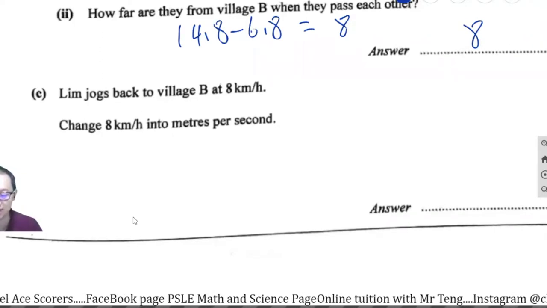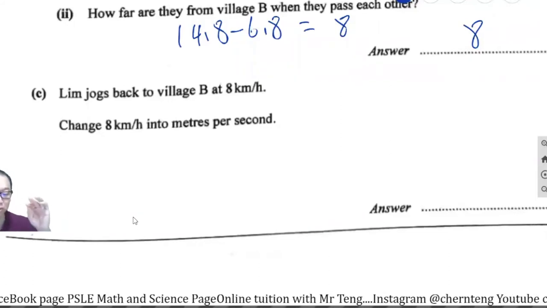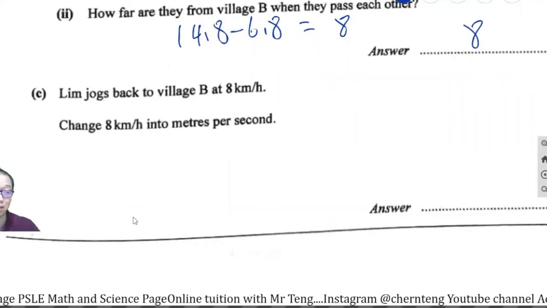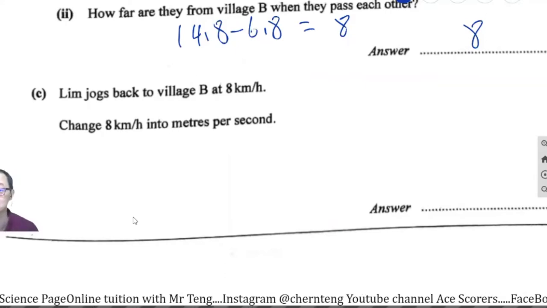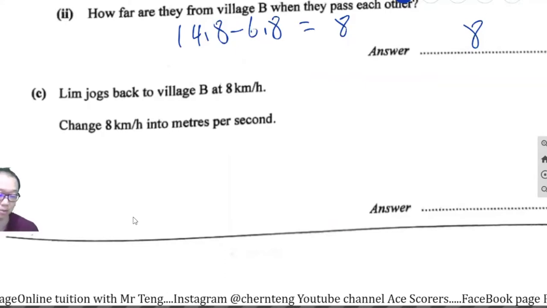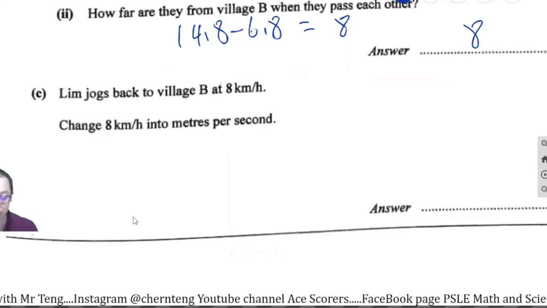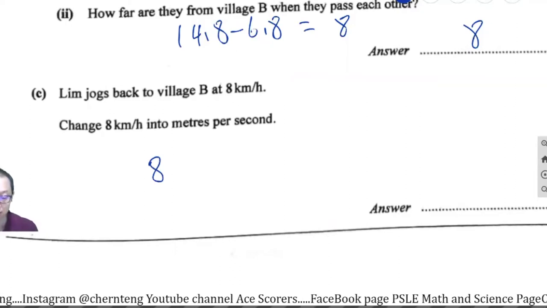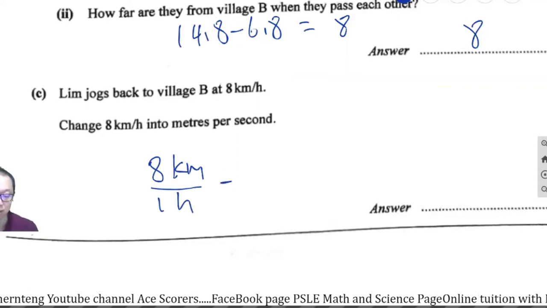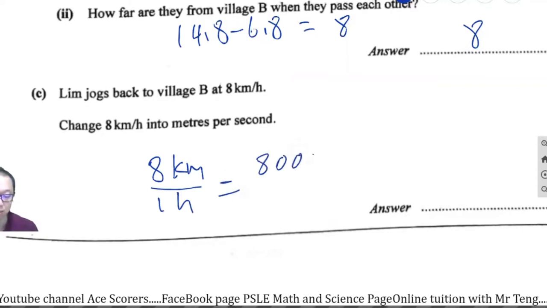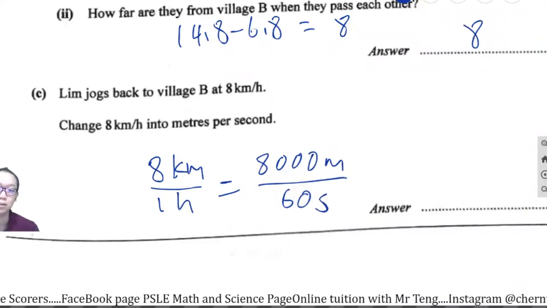So anyway, I was asking about your answer. Do you have an answer for C? 2.22. Very good. So 2.22 will be the decimal answer. It's best if you can leave it as a fraction, you will be much better. So how do we do this? 8 kilometers per 1 hour is actually 8,000 meters divided by 60 seconds. Okay, so this is what I want to do.